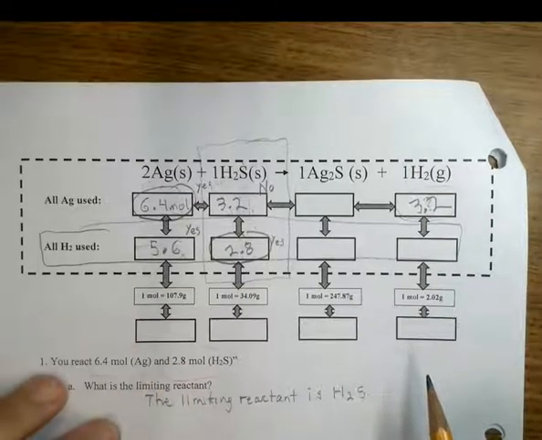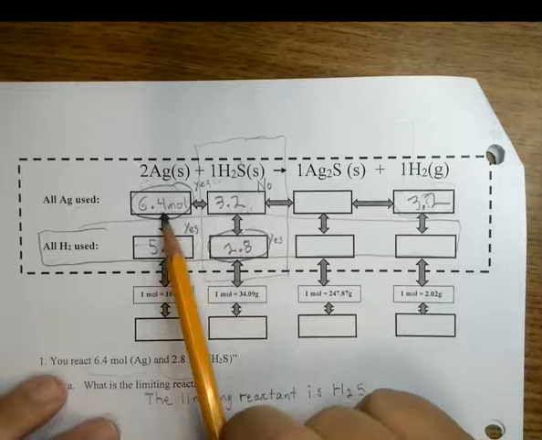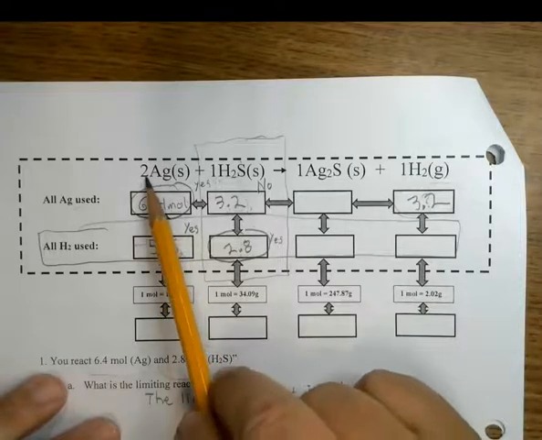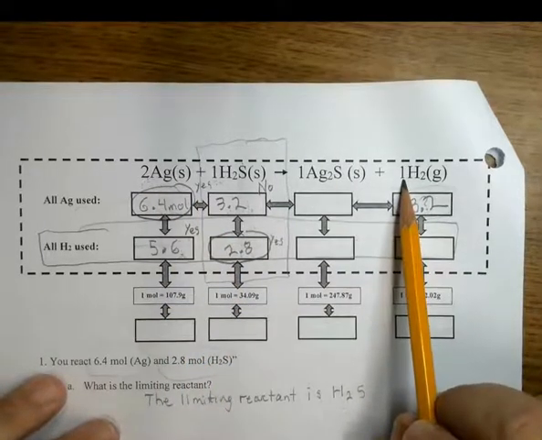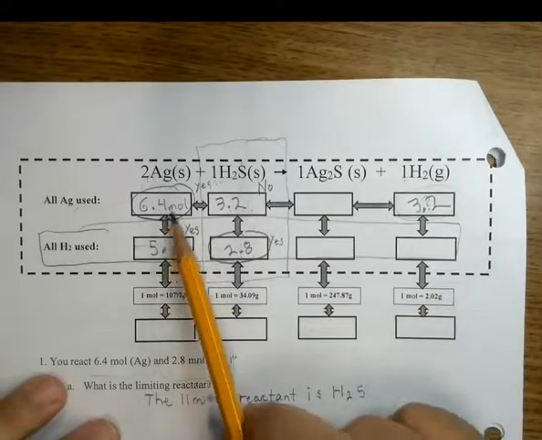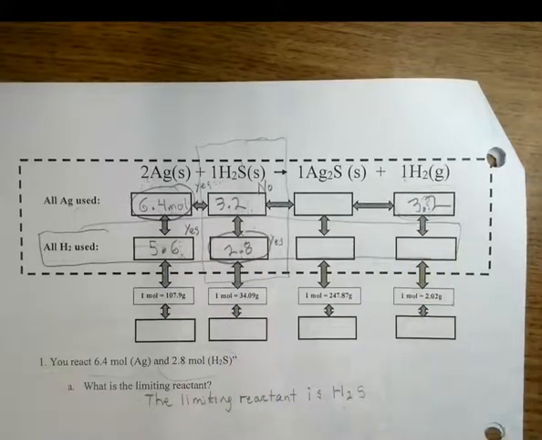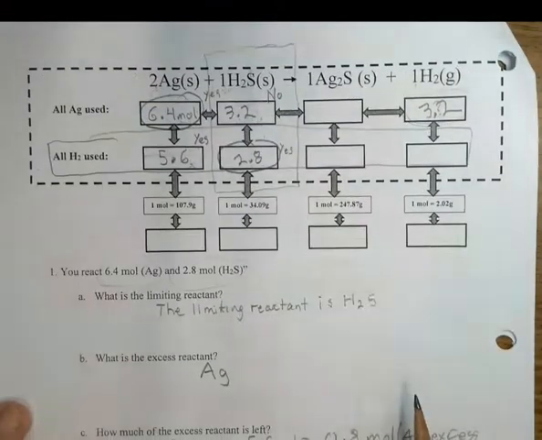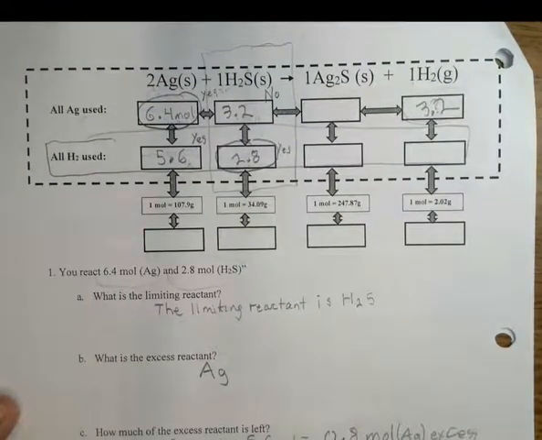Just that easy. I could have done it the hard way. I could have said I have 6.4 moles, and I have twice as many moles of Ag as I have of H2 because it's 2 to 1, so I have to divide this by 2, and I get 3.2. Either way gets you to the same answer. So the answer is 3.2 moles of H2 gas.